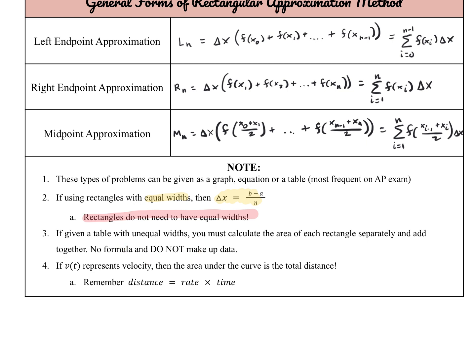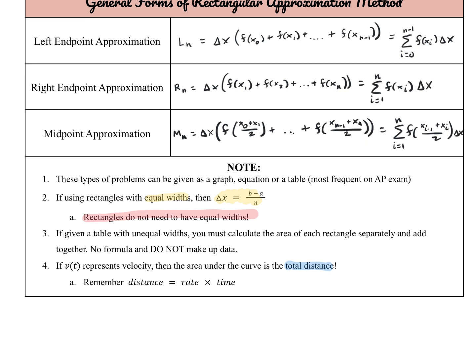And also it's really important that we are not making up data anywhere along the way. So you just can't make assumptions about what you think values are. You can only go based on what you see in the table. And then last, this is something that we will be working with in just a second. If v of t represents the velocity, then the area under the curve is actually the total distance traveled.